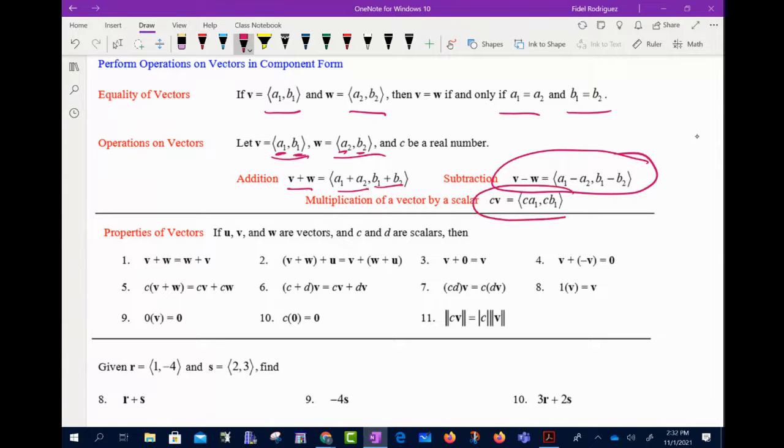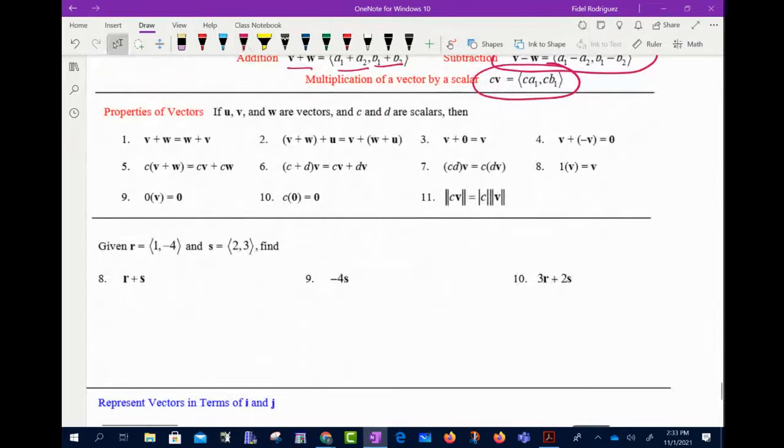And if we multiply them by some kind of scalar, some kind of value, all we do is multiply each of the components, like we did when we drew the pictures, right? So if one vector was 2 to the right and 2 up, and now we're going to go 3 times as much, we got to go 6 to the right and 6 up, that kind of thing. Okay, so let's take a look here.